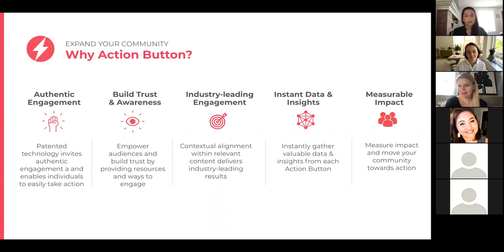And then of course, through it all, you'll be able to get instant data and insights on how people feel about specific issues, using the ability to take people's temperature on certain topics, and really be able to measure and inform your strategy all along the way. So the combination of ActionButton and NationBuilder is really powerful to move your community towards action. And that's really all we're both about. So that's the exciting part about now being a part of the NationBuilder family.